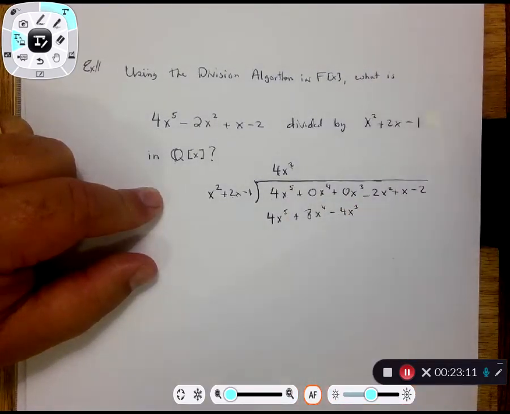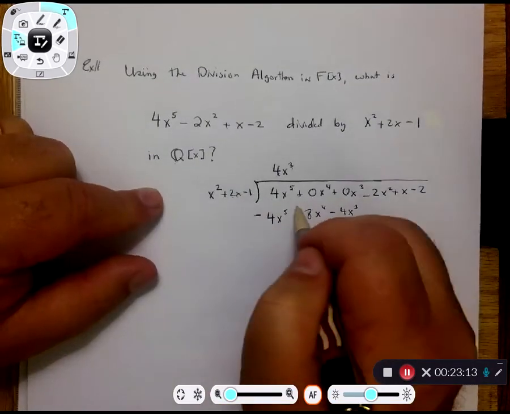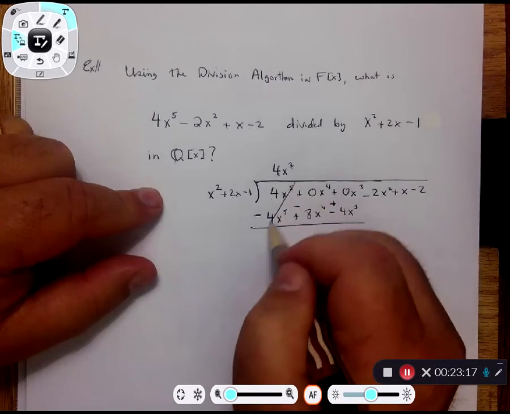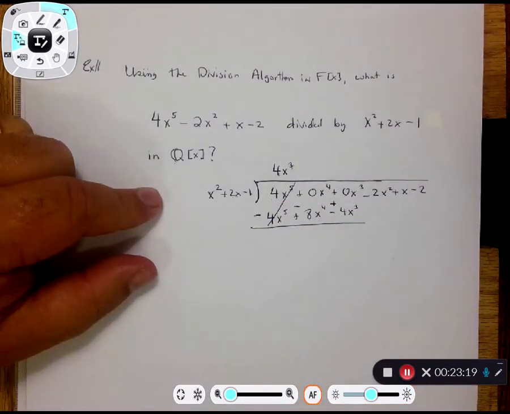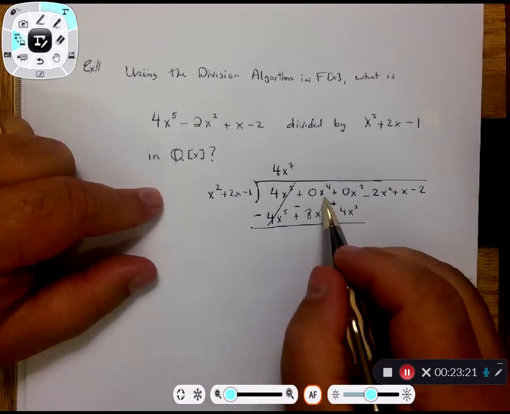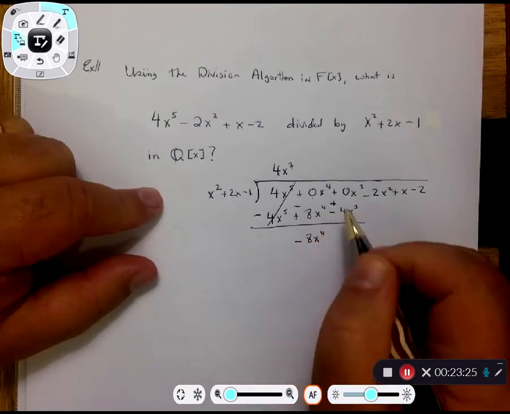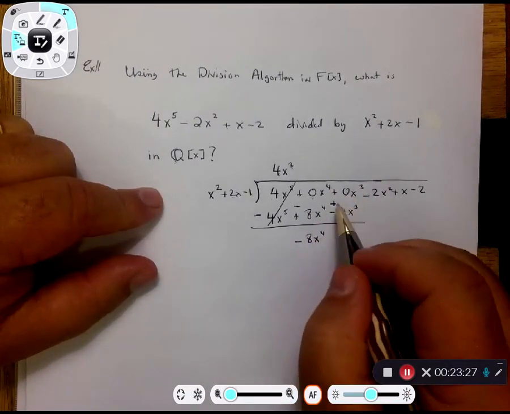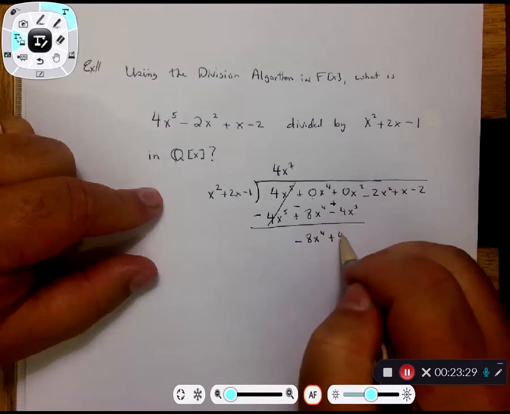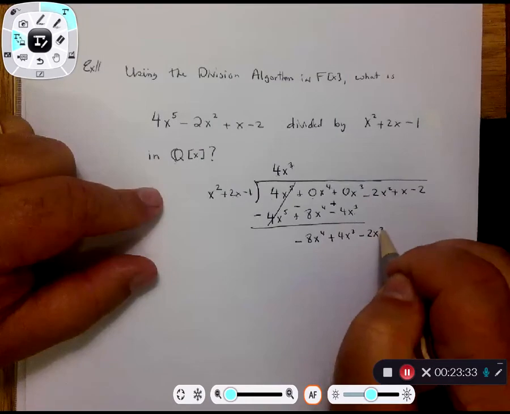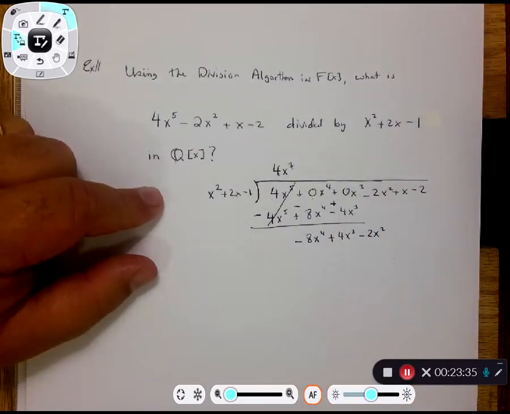Now I'm going to subtract, which changes my signs. Remember your long division days here. And the first term should always cancel. If it doesn't, you screwed it up. 0x to the 4th minus 8x to the 4th is a negative 8x to the 4th. 0x cubed plus 4x cubed is plus 4x cubed. You bring down your next victim, minus 2x squared, and you play the game all over again.